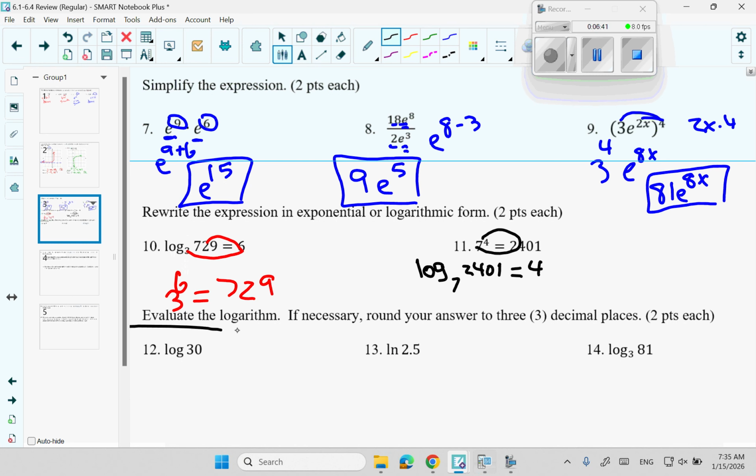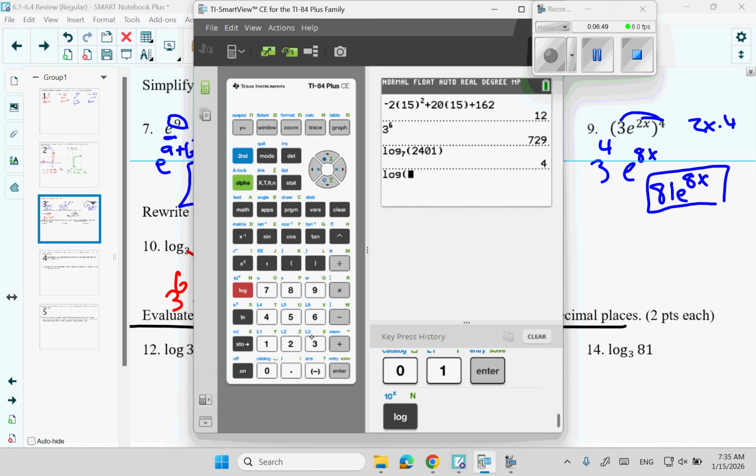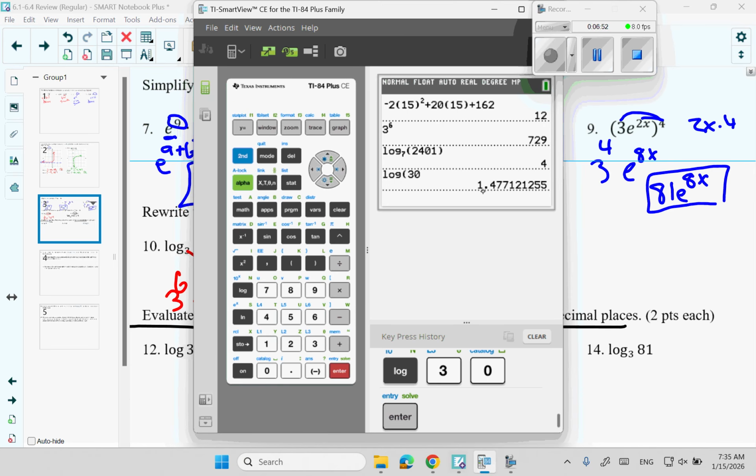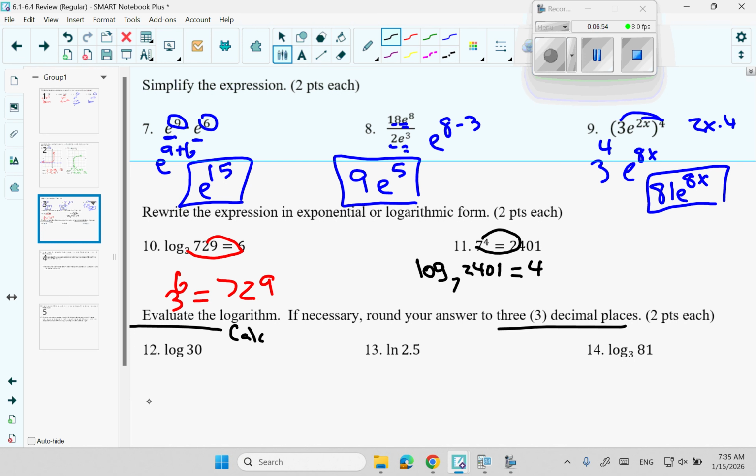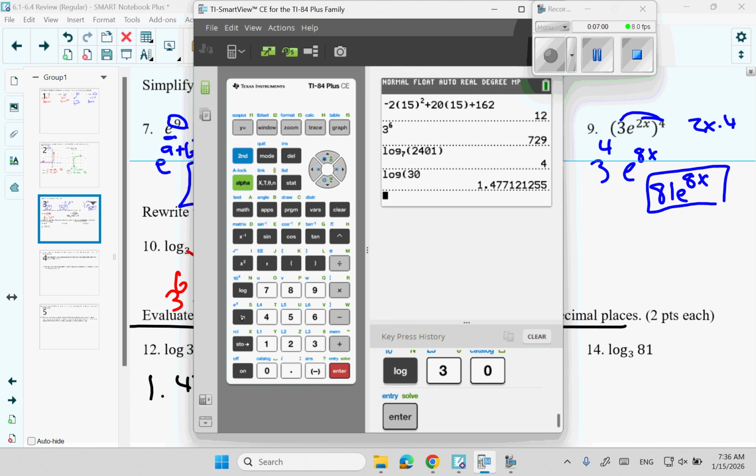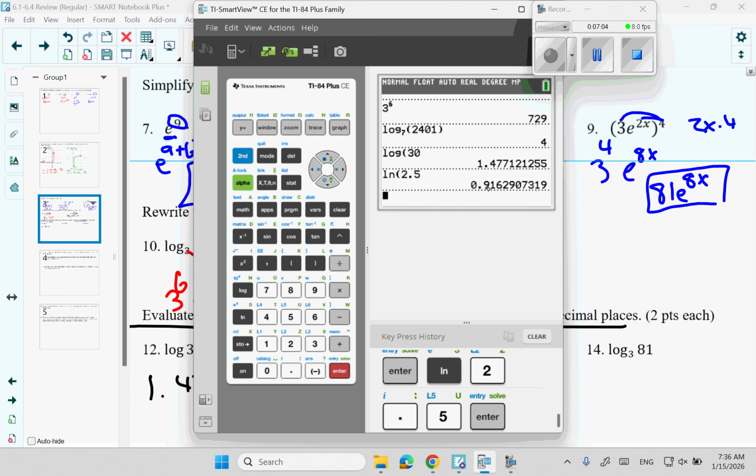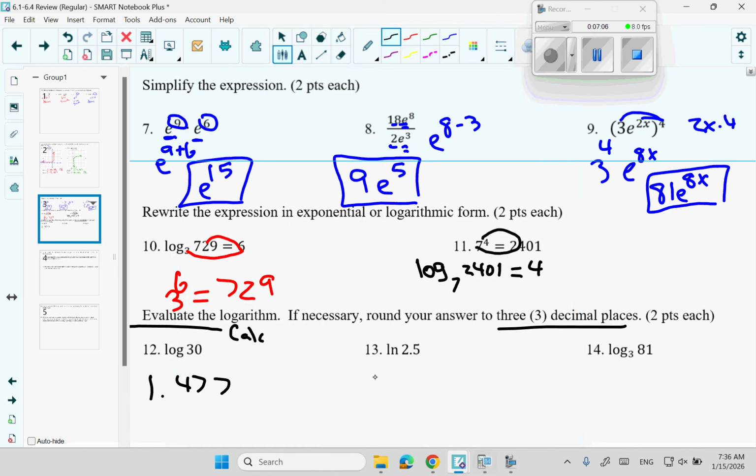Evaluate, that just means I'm going to type it right into my calculator. I'm going to round my answer to 3 decimal places. So I'm going to type log of 30 right away. Log 30. So we get 1.477. Okay. Natural log of 2.5. So ln 2.5 is 0.916.